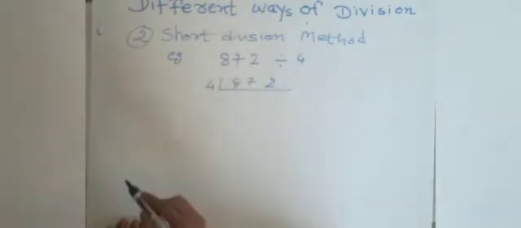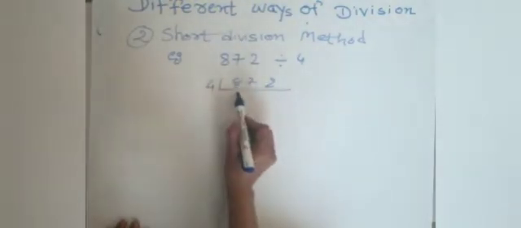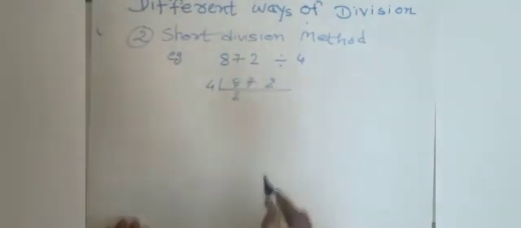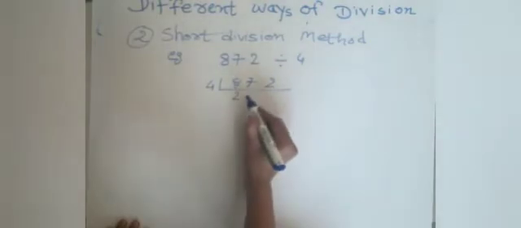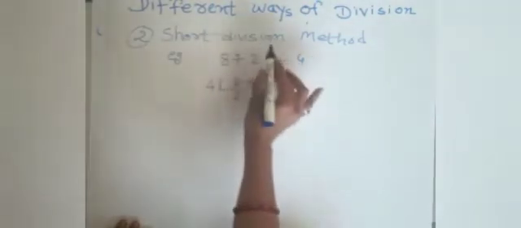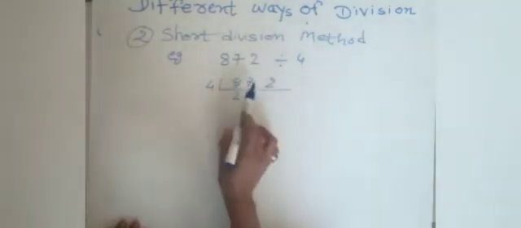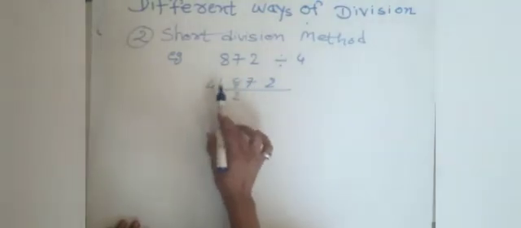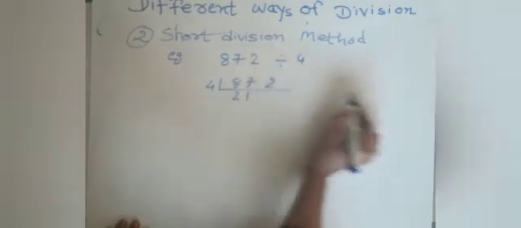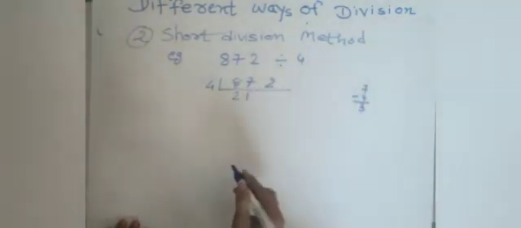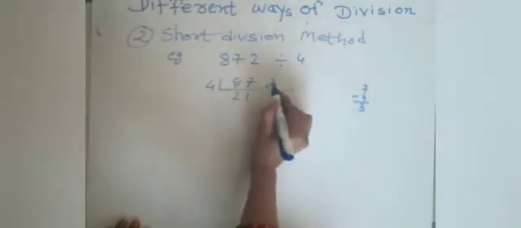This first number is 8. 4 twos are 8. It is exactly divisible. Now take the number 7. We will not write the number here. It is a short division method, a different method. So keep this number here. 4 twos are 8, which is greater than 7. So 4 ones are 4. When you do the subtraction 7 minus 4, it will be 3. So the remainder 3 we will carry here.